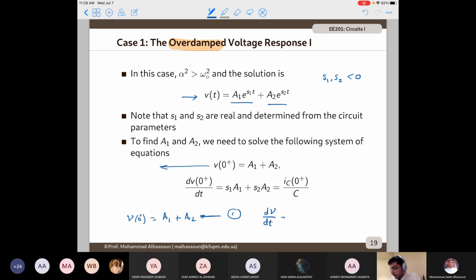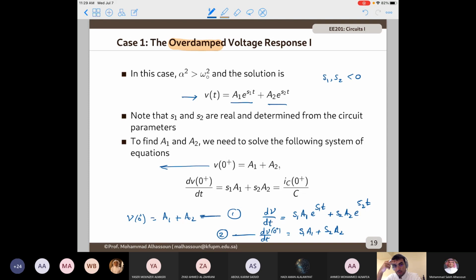We take dV by dt, then in this case you will get S1 A1 e to the power S1t plus S2 A2 e to the power S2t. And if we evaluate it at 0, we will get S1A1 plus S2A2. Okay, this is the second equation. So you have two equations, two unknowns. You can easily solve for them. This one and this one, you can find them from the circuit elements.